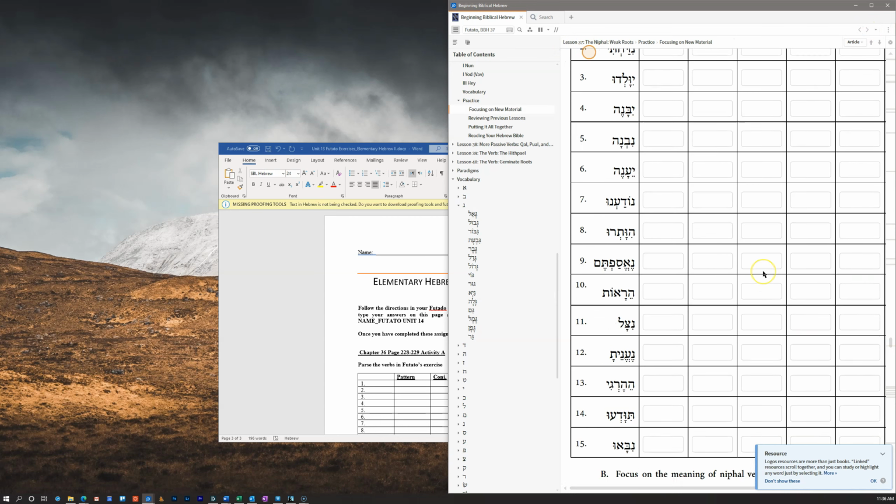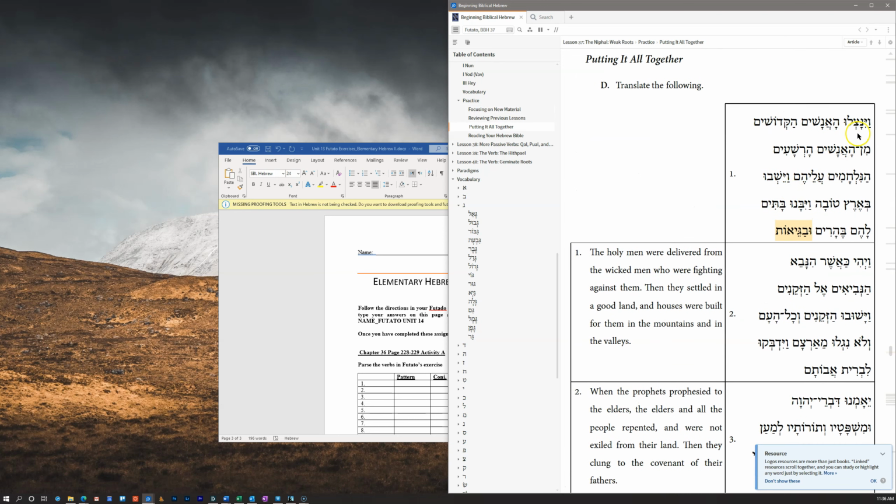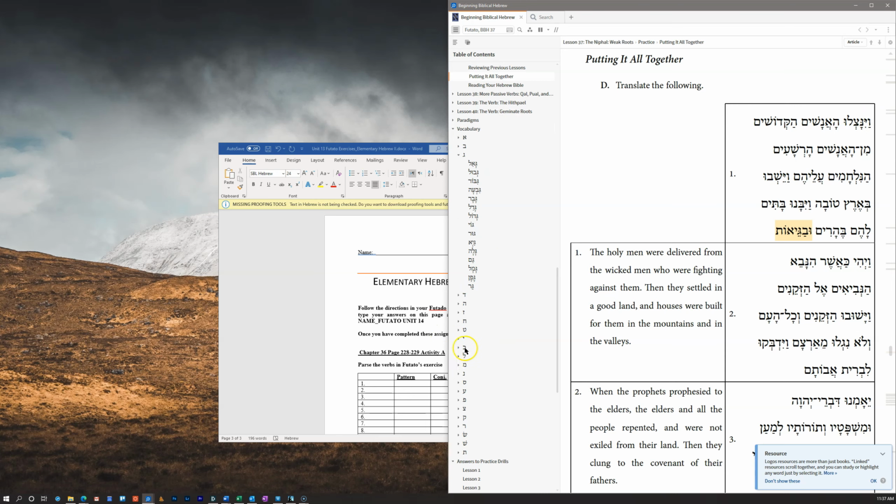let's go back here. So they rescued the holy men from the wicked men who were fighting against them, and they dwelt in the good land, and they built houses for them in the mountains or hills and in the valleys. Holy men were delivered. Wait a minute. I thought that Natsal meant deliver in the Niphal.